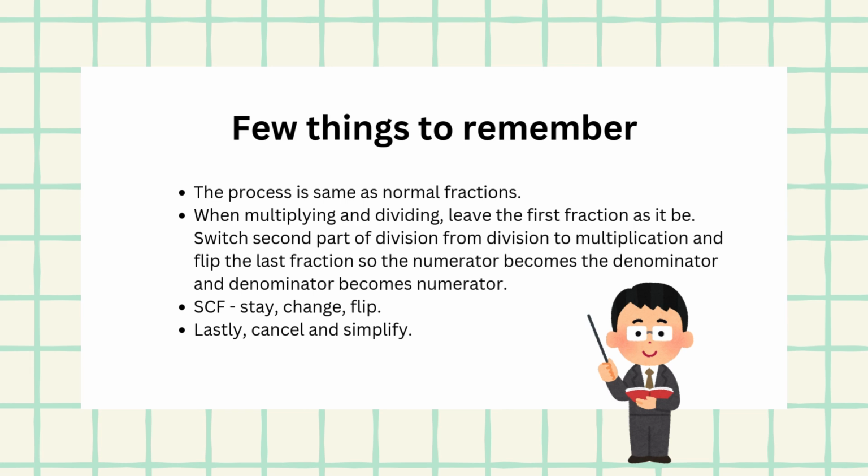When multiplying and dividing, you must remember, especially in division, that the first fraction you leave as it is. The second part of the division is you switch from division to multiplication. And the last fraction you need to flip, so the numerator becomes the denominator and the denominator becomes the numerator. The best acronym I would say is SCF: stay, change, flip. Lastly, find common factors that you cancel and simplify, and the remaining terms are multiplied: numerator times numerator and denominator times denominator.